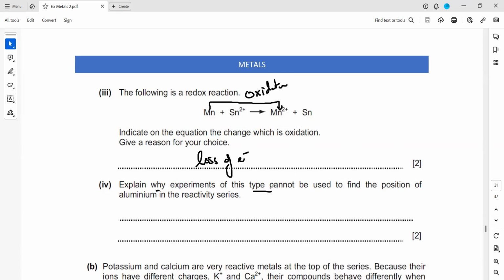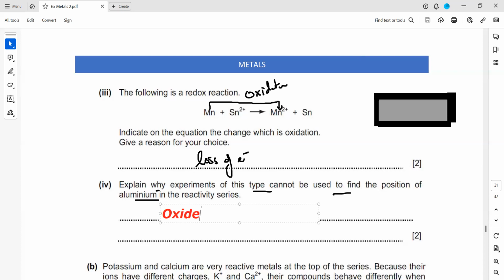Explain why an experiment of this type cannot be used to find the position of aluminium in the reactivity series. If you remember, as we discussed about the nature of aluminium, if we have a piece of aluminium, the top layer is not actually aluminium. It is aluminium oxide. And what is the disadvantage here? We cannot use it to work out the reactivity of aluminium in this manner. The reason is that aluminium has an oxide layer, which is less reactive. So that's why we cannot work out the position of aluminium by this method.